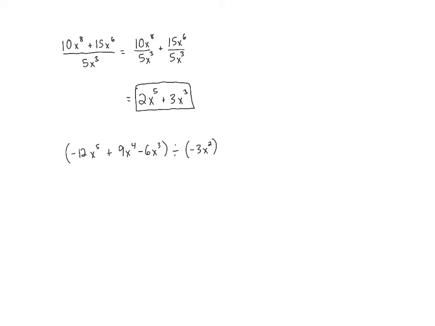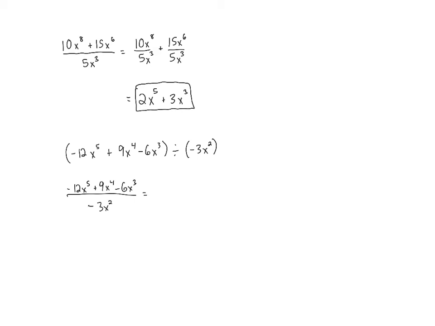Now, we're doing division, we're writing it in a different way. I've used the division symbol instead of writing it as a fraction, but both are used to represent division, and so it's actually easier here if we rewrite this in fractional form. Negative 12x to the 5th plus 9x to the 4th minus 6x cubed all over negative 3x squared.